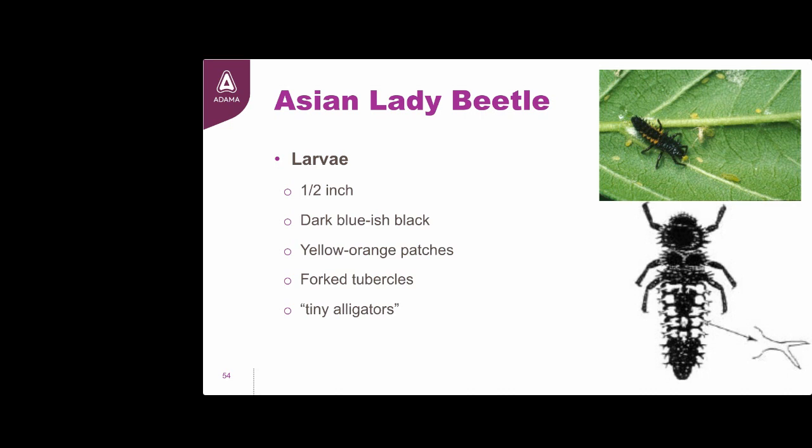It looks kind of like a scary, intimidating little critter. It has those fleshy spines and projections. Those are called forked tubercles. And they're just little fleshy projections on the backside of those larvae.